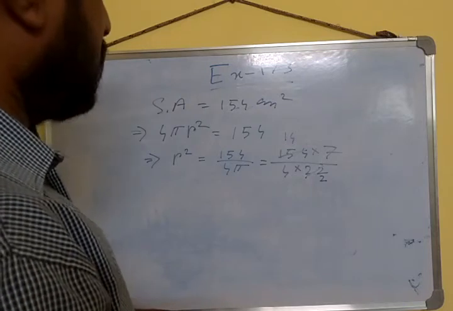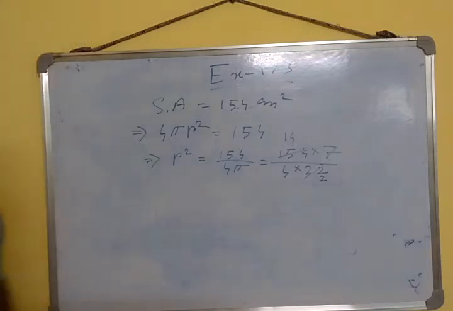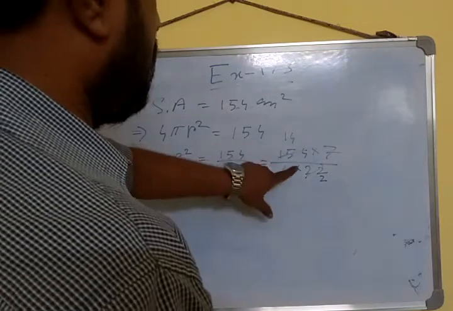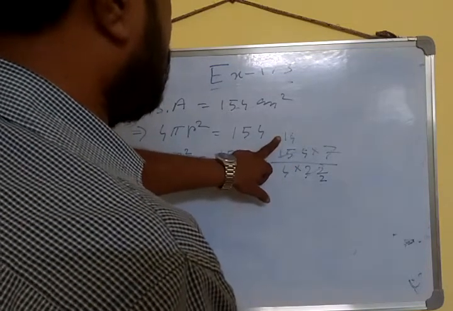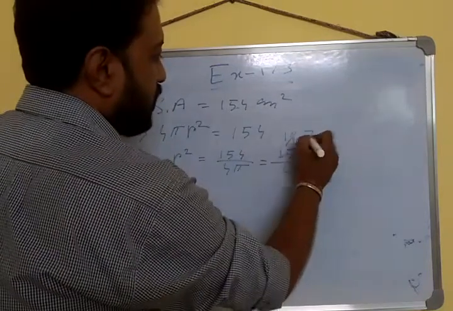Surface area is given now. Some kind of odd type of things coming up. Surface area 154 given. We can say it's 14. 11 into 14, this one. Okay. Then it is 7.